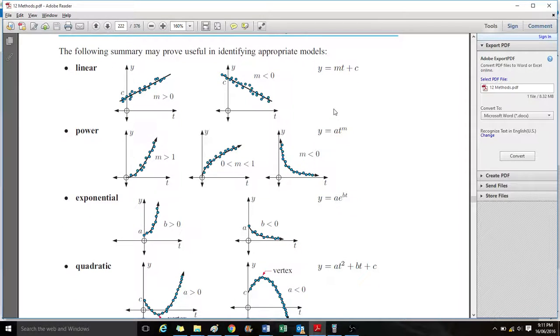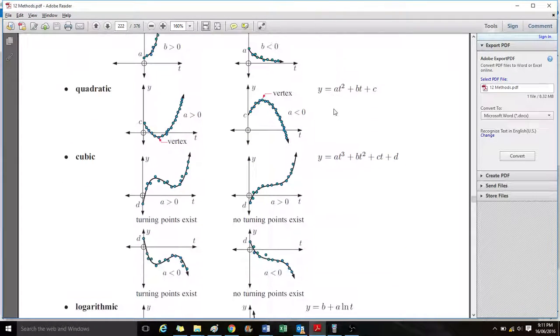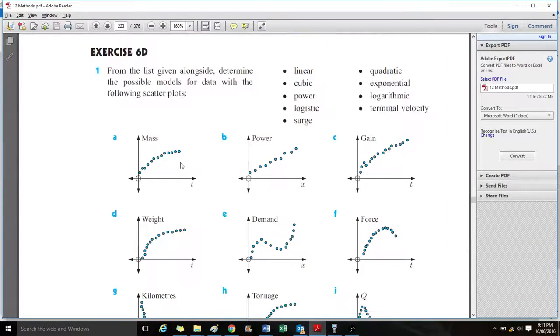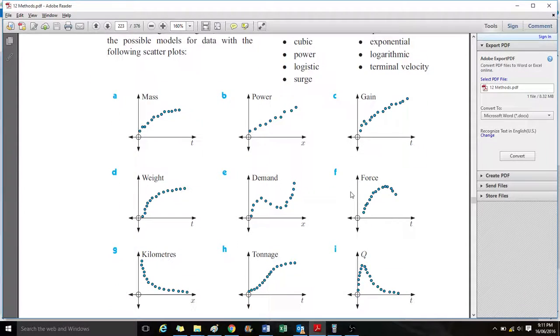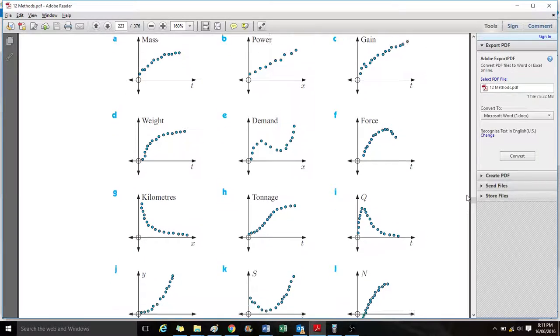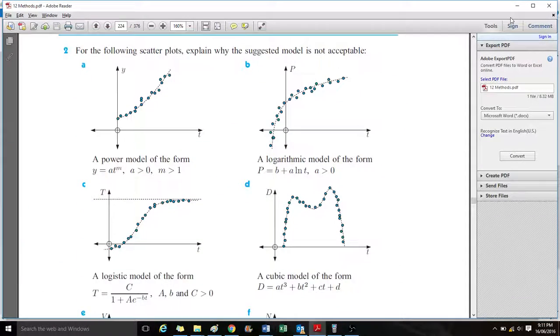All we're doing in 6D is looking at the shapes of functions and just judging by the shape what type of function that could be. So if we look at this one, well, that's approximately linear. If we look at this one, well, that could be a quadratic. That could be a cubic. This could be a terminal velocity function. So we're just looking at what do these functions look like. What about this one? Definitely a surge function. Well, it sort of resembles this. It's a possibility. This one is a possibility. And some of them may have multiple answers.